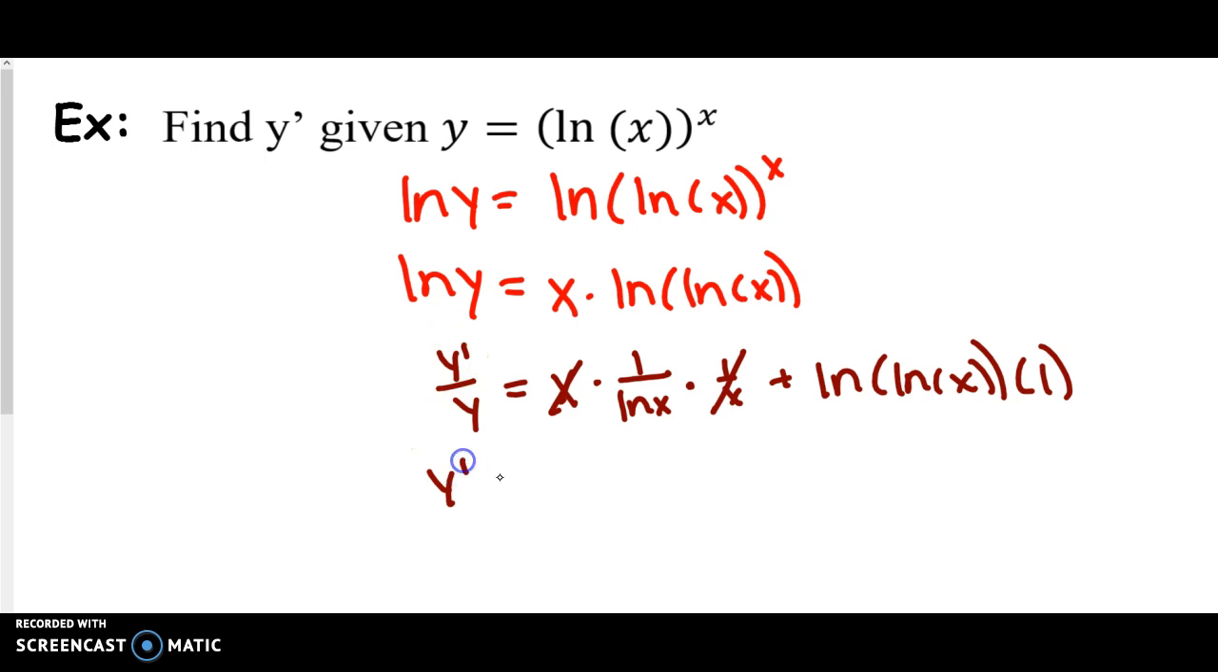I'm going to multiply y to both sides, and I'm just going to put some brackets around it just because, you know, I don't want things to get ugly.